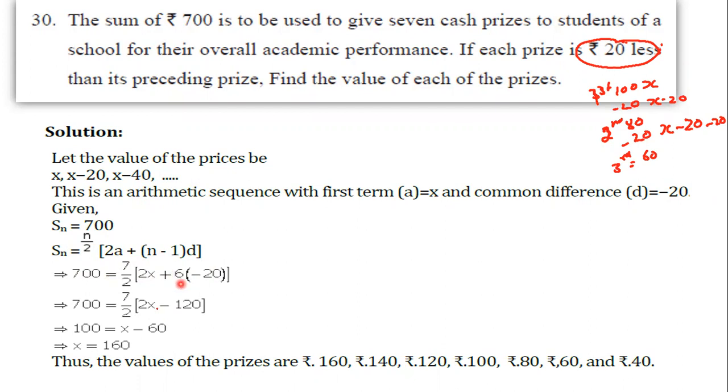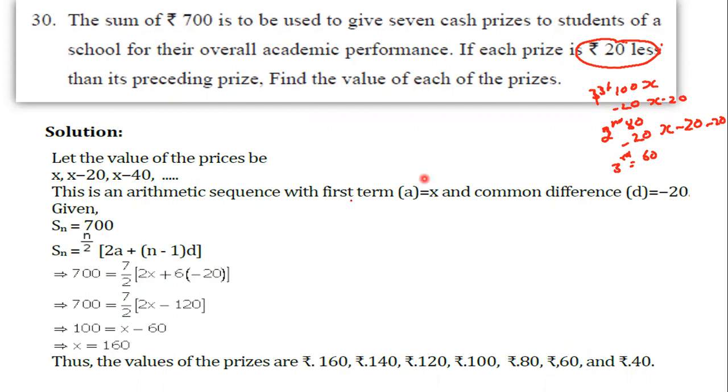So substitute and simplify, you will get x is equals to 160 rupees. Then find out the second price. 160 minus 20 is 140. 140 minus 20 is 120. 120 minus 20 is 100. Like that it goes.